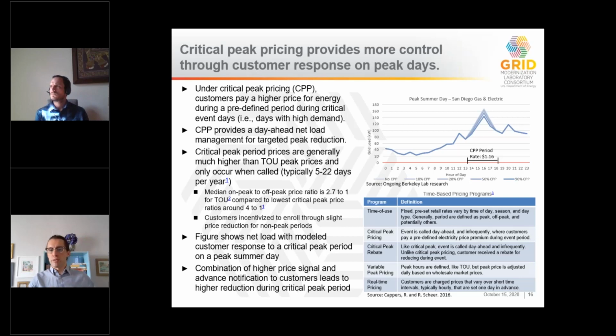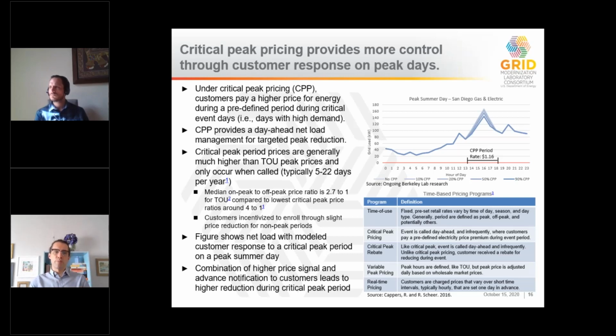The figure here shows the modeled impact of CPP based on the percentage of customers enrolled, and a peak day is being shown because event days are called based on particularly high expected demand. So this is important because CPP enables utilities to manage net load during peak days at a deeper level than time of use. By applying an even higher price signal on those days, customers respond with additional net load reduction.